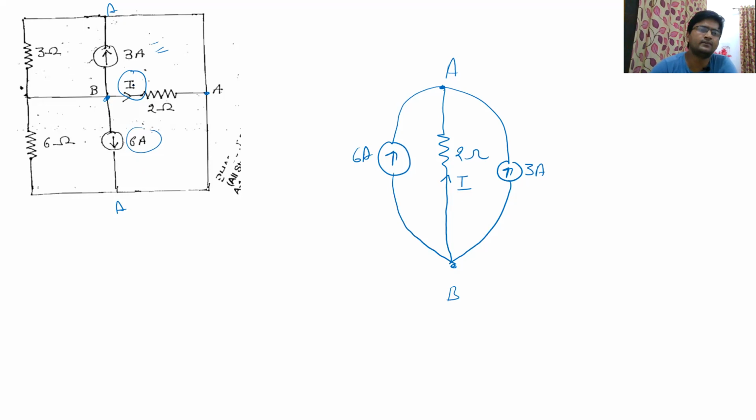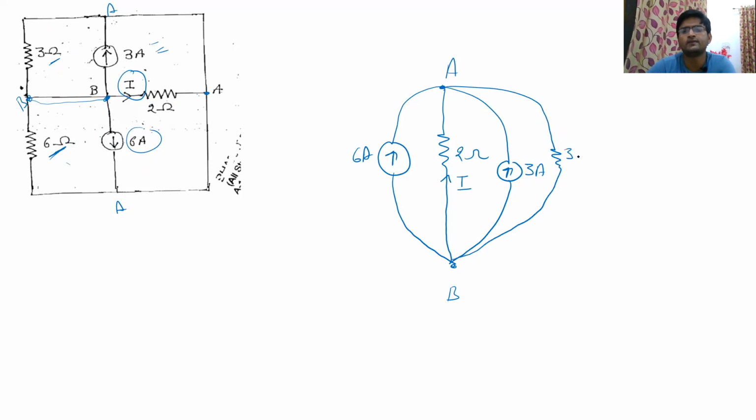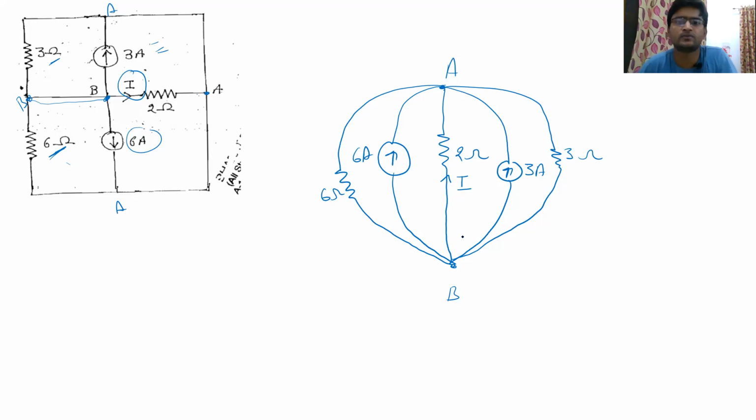Now what we are left with is that between B, this point is also B, and A there is a 3 ohm resistance, and between B and A there is also a 6 ohm resistance. So we will connect two more resistances between A and B. One is 3 ohm and another is 6 ohm. So now I think the circuit looks a bit simpler than this one to understand.